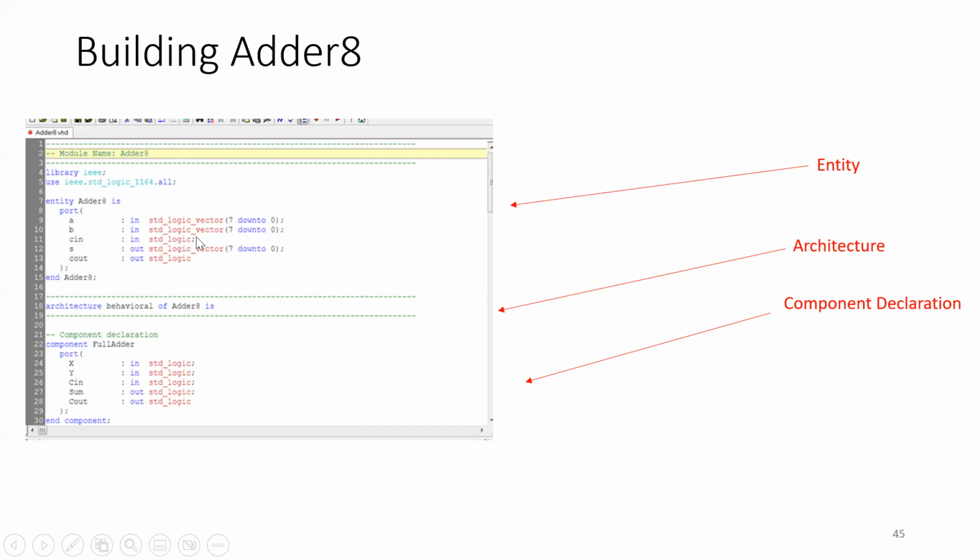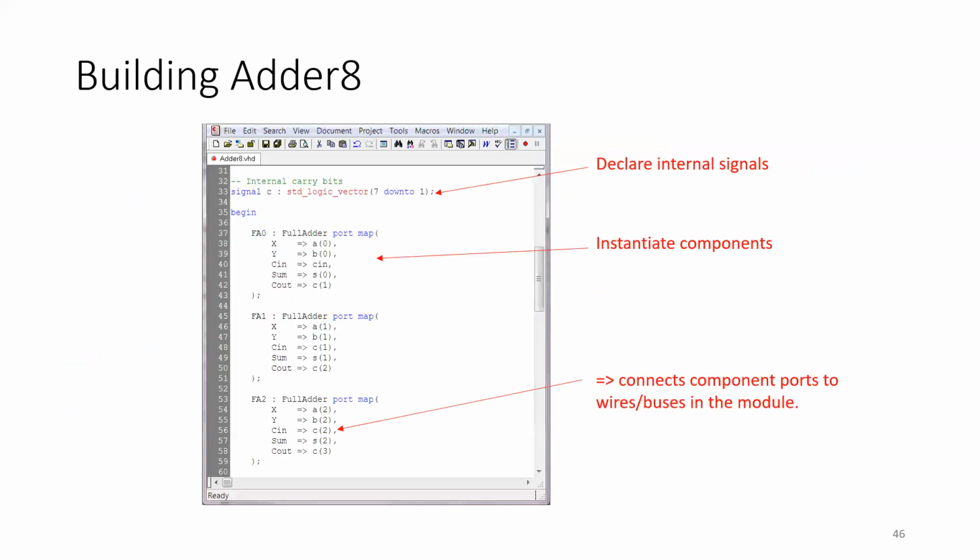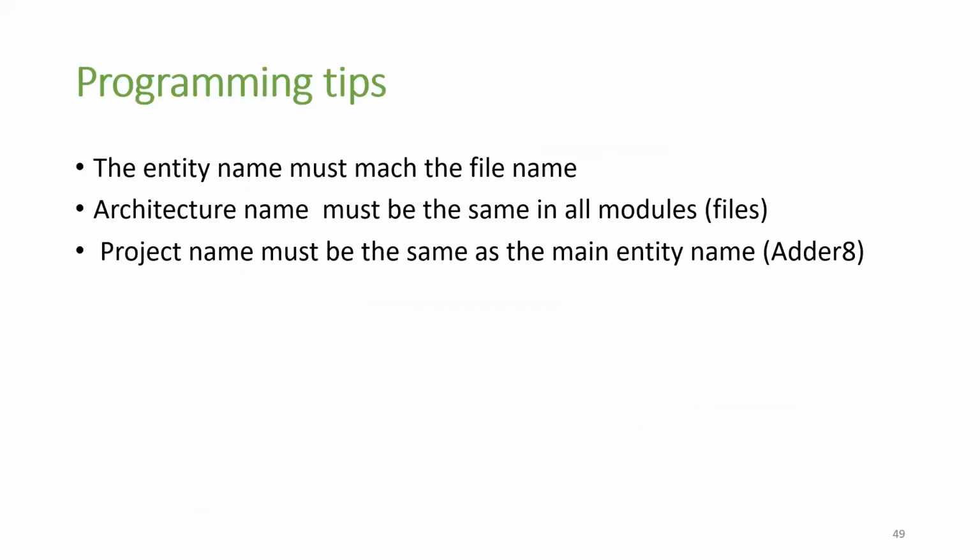7 plus 7 plus 1, we have 15. What about the output? I have 8 summation plus 1 final carry. So I will have 9. So 15 in, 9 out. That is what you should see. Those are the tips that you should observe.